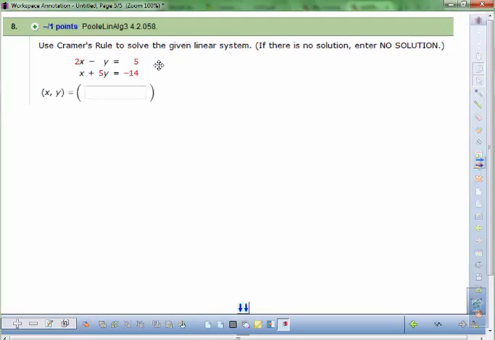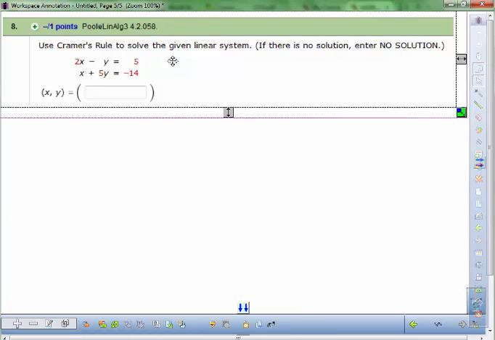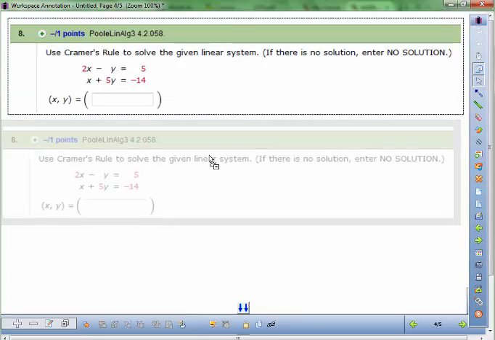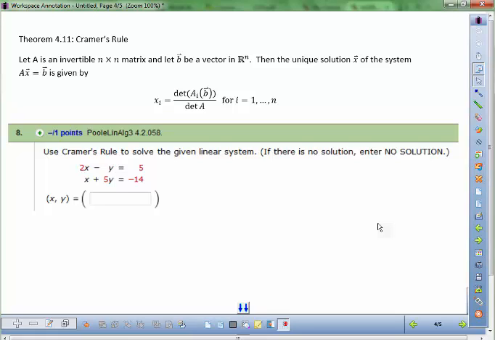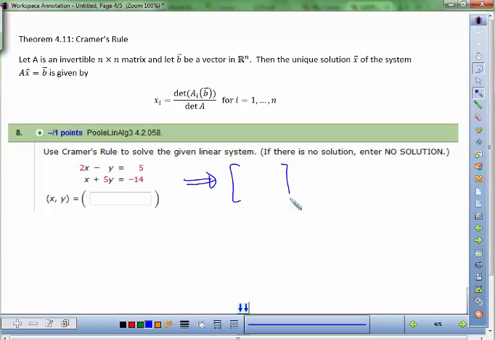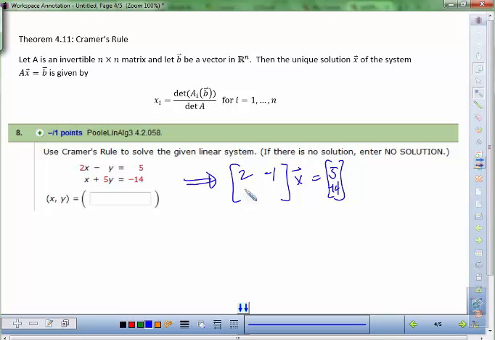So if we have a system of linear equations that look like this, we're asked to use Cramer's rule to find the solution. Actually, I'll put it in the previous page where we have Cramer's rule. So this looks a little confusing, but what this is saying is that to apply Cramer's rule, we're going to take the A matrix as a matrix of coefficients, and then the x vector is equal to the B vector, which is in this case the right-hand side, 5 and negative 14. So the matrix of coefficients is 2, minus 1, 1, and 5.